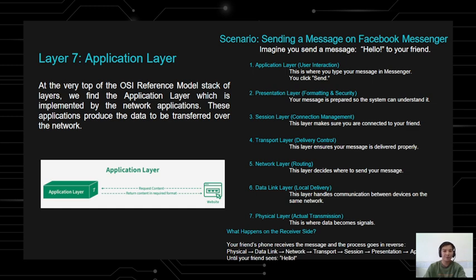So, on the receiver side, the process happens in reverse. The physical layer receives the signals, then each layer works upward, which is the data link, network, transport, session, presentation, until it reaches the application layer, where the message is finally displayed as hello on your friend's messenger app. This process shows how the OSI layers play an important role in ensuring smooth and accurate communication over a network.